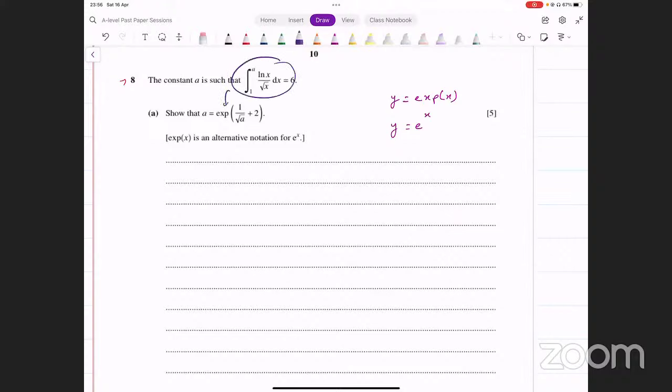Okay, अच्छा. Now how do we show this thing? इसको हम इसमें कैसे कन्वर्ट करें? आपने क्या करना है, इसको इंटीग्रेट करना है, लिमिट्स इनपुट करनी है और उसको 6 से इक्वेट कर देना. ठीक है. Now how do we integrate this thing? ln x over square root of x. How do we integrate this?